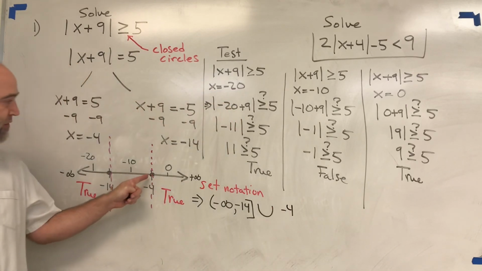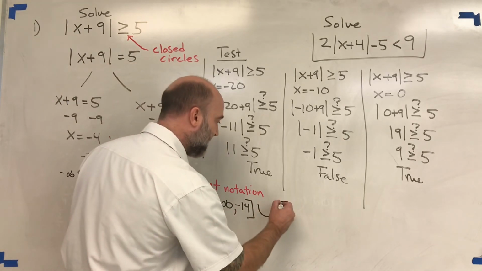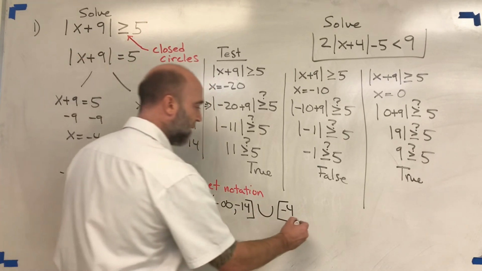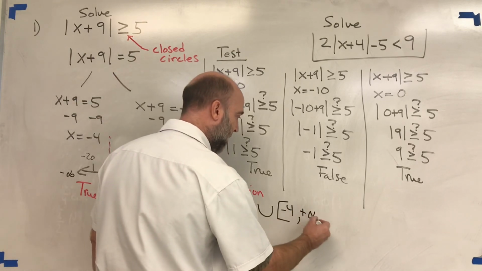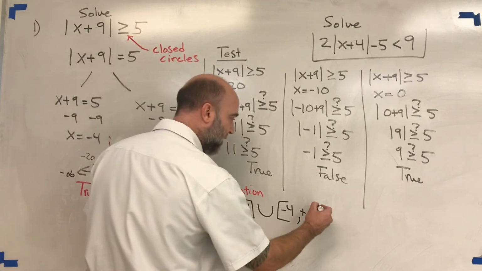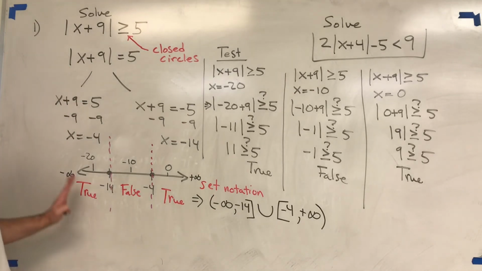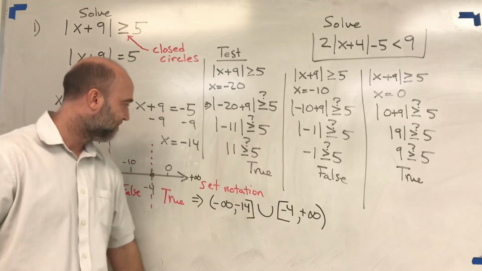Notice we have the closed circle. It's our critical value with an equal sign. That means it's a bracket. We include the negative 4. And then we go to where? We go to positive infinity. Can you ever touch the end of infinity? No, it never touches, so it's a parenthesis. We never get there. And there is our solution.